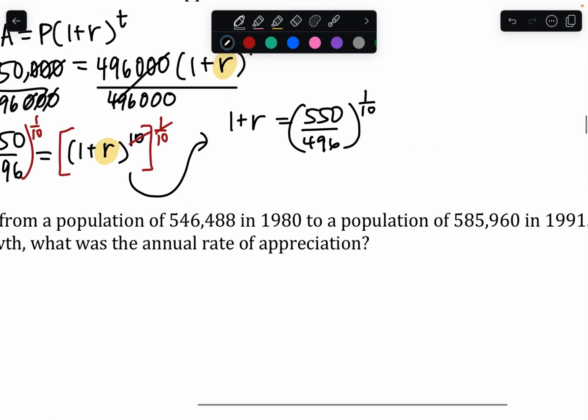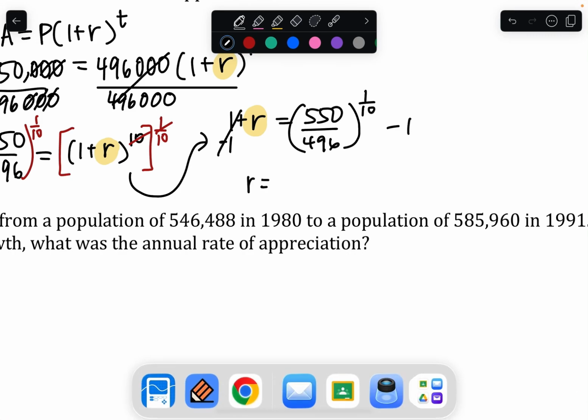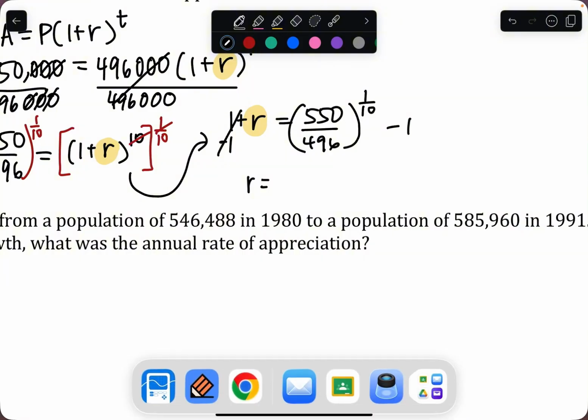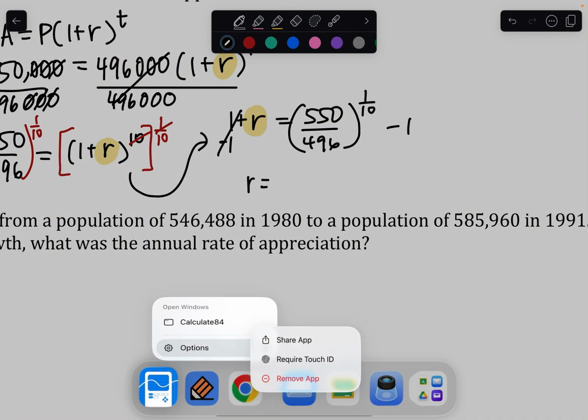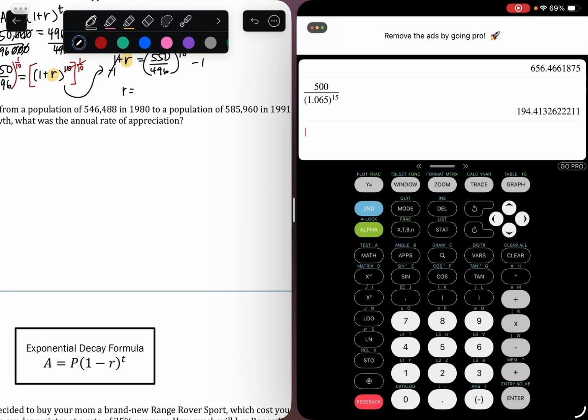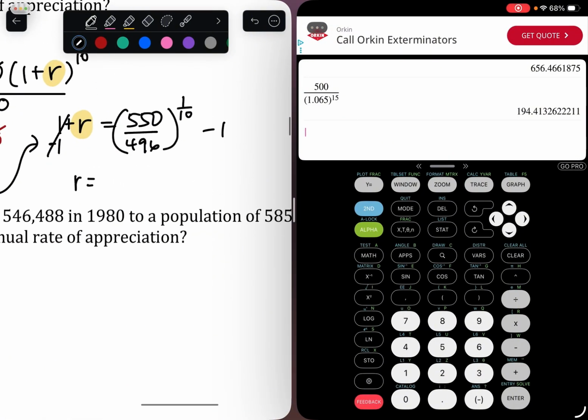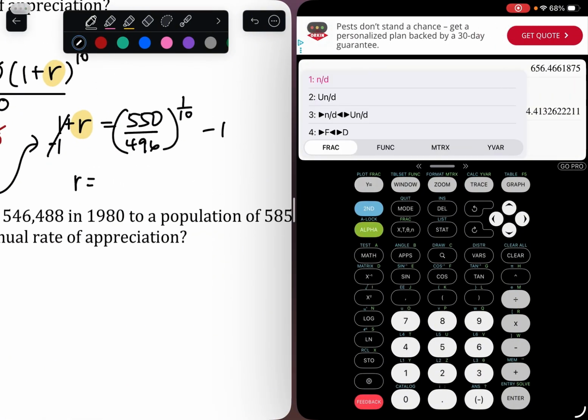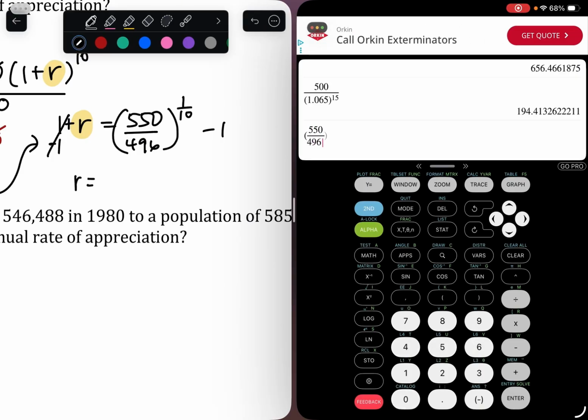Okay, still not going to the calculator yet, because again, we're trying to solve for this R, so we have to subtract 1. Okay, and so now we are ready for the calculator. We're going to need some parentheses. We're going to need to be very careful when we type this in. Okay, and so start by getting your parenthesis, get your fraction bar, and then type 550 over 496. Close the parenthesis, raised to the 1/10 power, get out of the exponent, and then subtract 1.